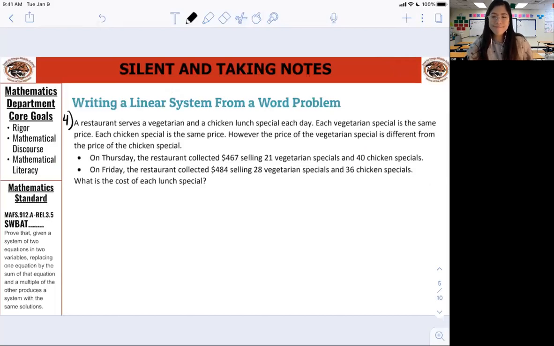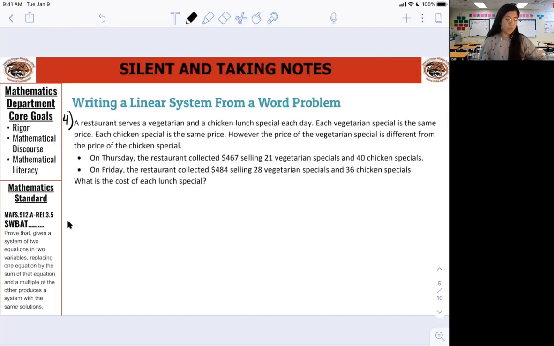A restaurant serves a vegetarian and chicken lunch special each day. Each vegetarian special is the same price. Each chicken special is the same price. However, the price of the vegetarian special is different from the price of the chicken special. On Thursday, the restaurant collects 467 selling 21 vegetarian specials and 40 chicken specials. On Friday, the restaurant collects 484 selling 28 vegetarian specials and 36 chicken specials. What is the cost of each lunch special?